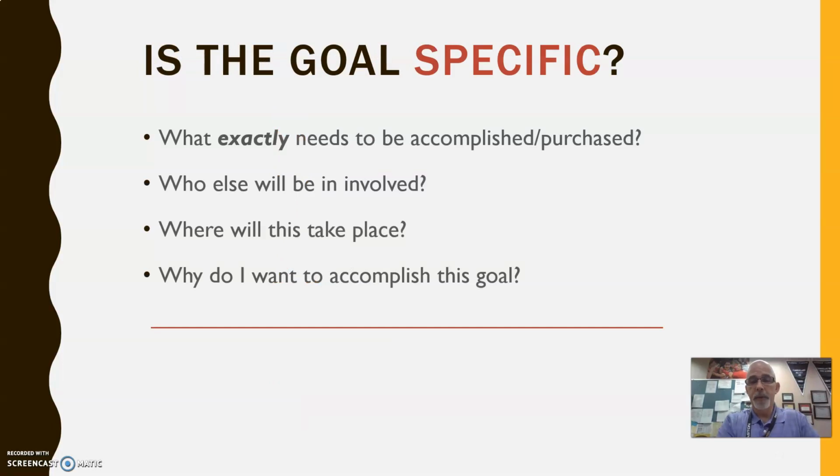When people establish a goal, they often lack details, and this is where specific comes into play. What exactly needs to be accomplished? Who else will be involved? Where will this take place? Why do I want to accomplish this goal? So I need details. Again, it's important. By establishing details, you can look for some things. You can do some comparison shopping.